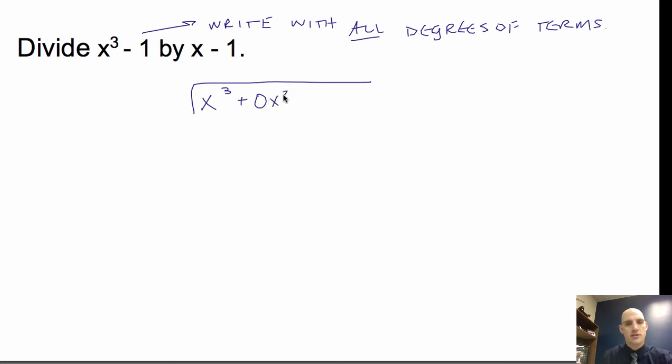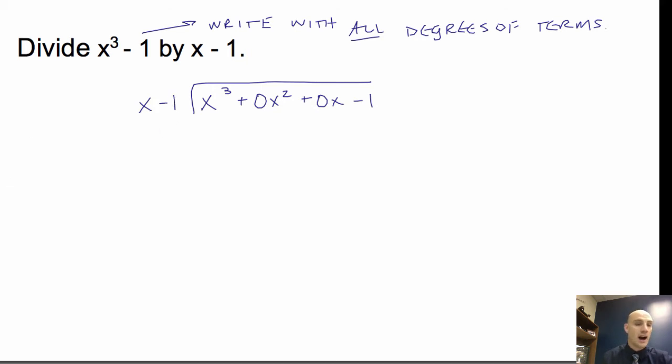And so I'm actually going to write it as a big long polynomial with all of the degrees of terms. So my highest degree term is x to the third. I have to write in my x squared, I have to write in my x, and then I've got my 1. And you're going to see why it has to happen like this in just a minute.